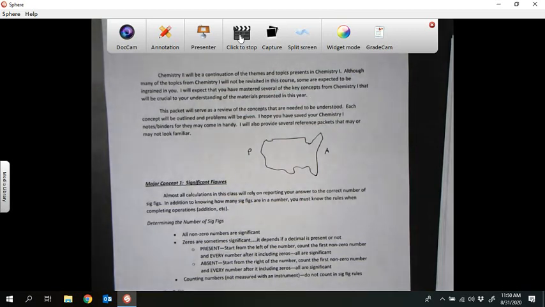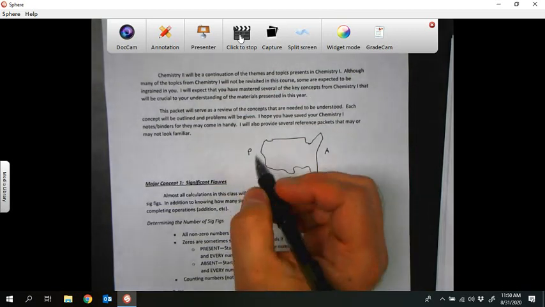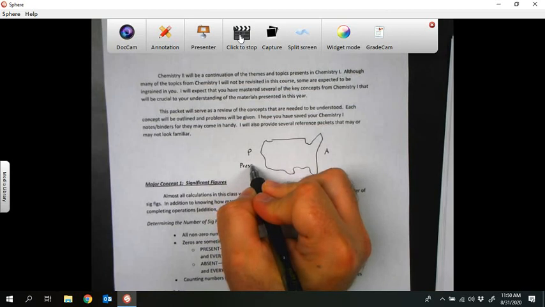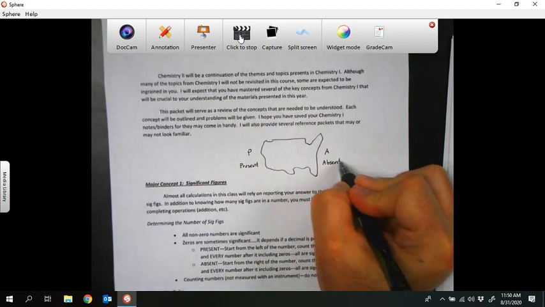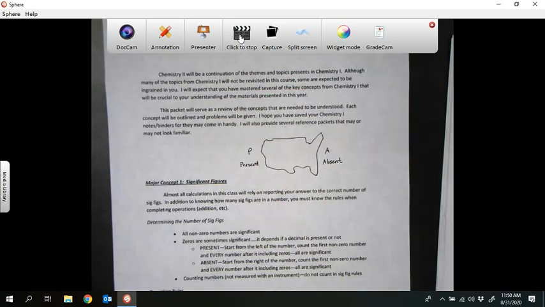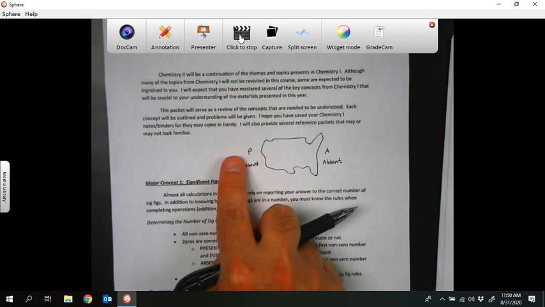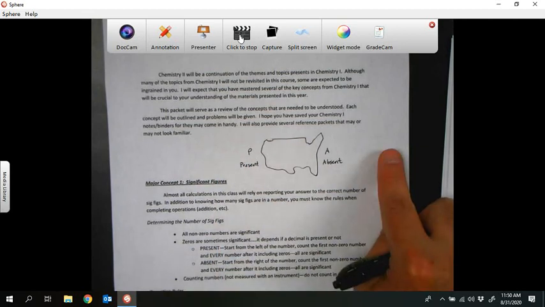This is going to stand for decimal present, or no decimal, it's absent. And this is going to tell us which side of the number to start with. So if you have a decimal present, you're going to start from this side. If you have a decimal absent, you'll start from this side.